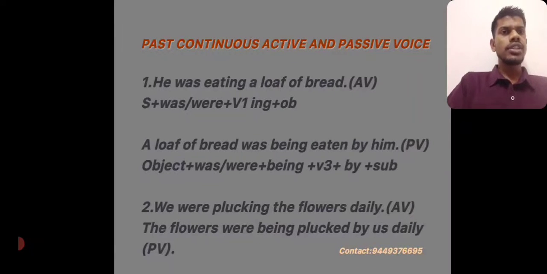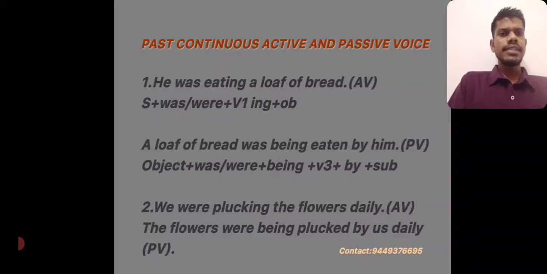First we have to take the object, that is a loaf of bread, and since we are talking about singular, we have to take was. Of course we cannot take is because we are talking about past continuous. Then plus being plus V3 plus by plus subject. Here, in the second sentence, I have taken only was, not were, because loaf of bread is singular. That means when the object of the active voice is singular, then we have to take the auxiliary be form, past form, that is singular alone.